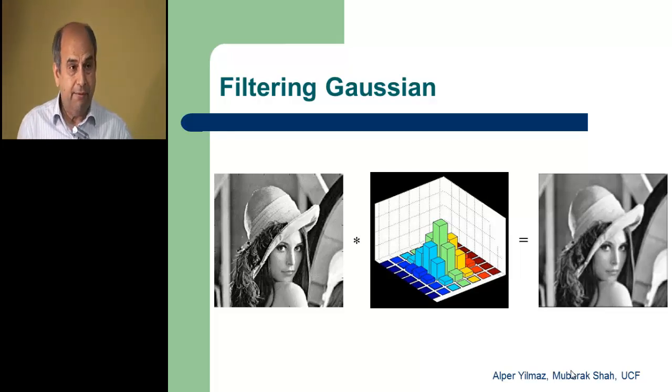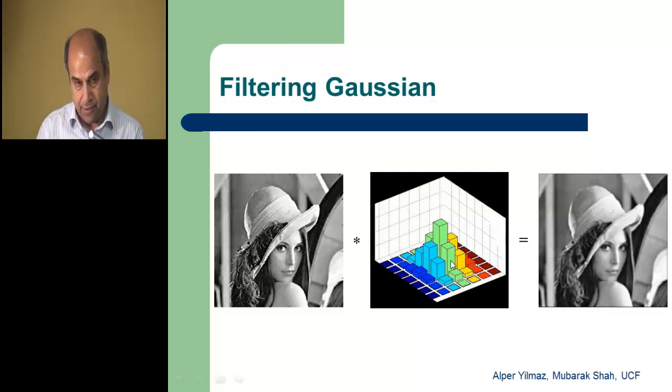Now we can do the filtering with Gaussian. So we will have the Gaussian mask like that. As I showed you, it looks like a hat, a bell, and then it will look like that after filtering.